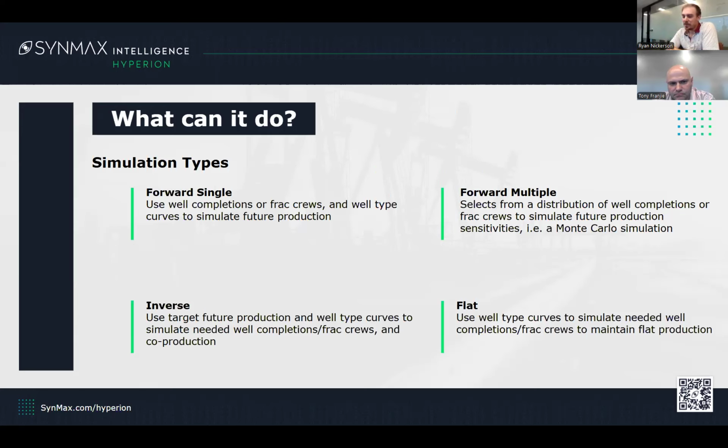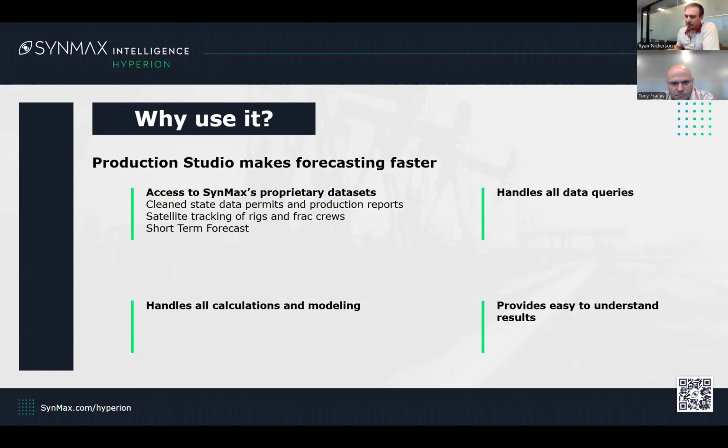On the flip side, there's the inverse, where you have a clue of what the future production is going to be, but you don't know the number of well completions or the number of active frac crews that will produce that. And then a flat is similar to inverse, where you want to simulate a flat production into the future, but you don't know how many well completions or frac crews it'll take to maintain that flat production. So in this, we're going to do a forward single, an inverse, a flat, and then we'll do the multi-range Monte Carlo at the end.